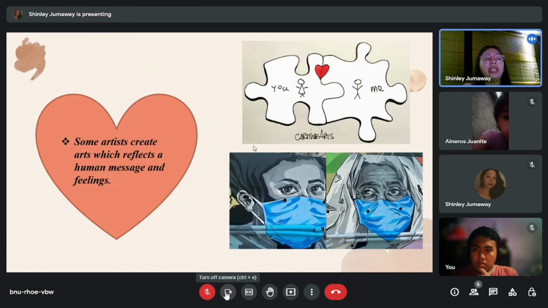So some artists create art which reflects a human message and feelings, like yung picture sa ilalim na nakamask sila. I believe this artwork was created during the COVID-19 or after na COVID-19, yung parang free na lahat. Bigay siya ng message na ito yung naranasan natin during COVID-19, ito tayo. Kaya yung sinasabi dito na the artwork sends messages and feelings. Kasi yung mga artists want to express themselves, kaya nila ginawa yung artwork na yan.